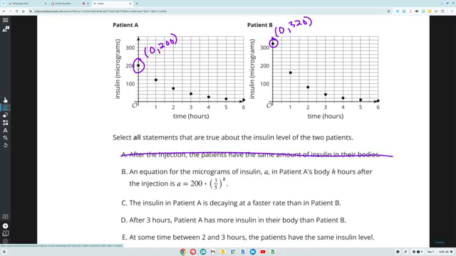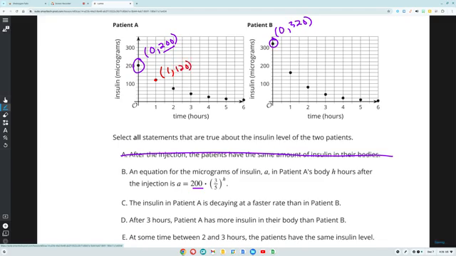B says an equation for the micrograms of insulin in patient A's body h hours after the injection is A equals 200 times 3/5 to the h. Well, I know right away that the 200 makes sense because I already have my y-intercept at 200. The only other thing I need to check is the base of the exponential. In order to do that, I need to figure out what that multiplier is, so I need to identify one more point. I'm going to identify this point right here.